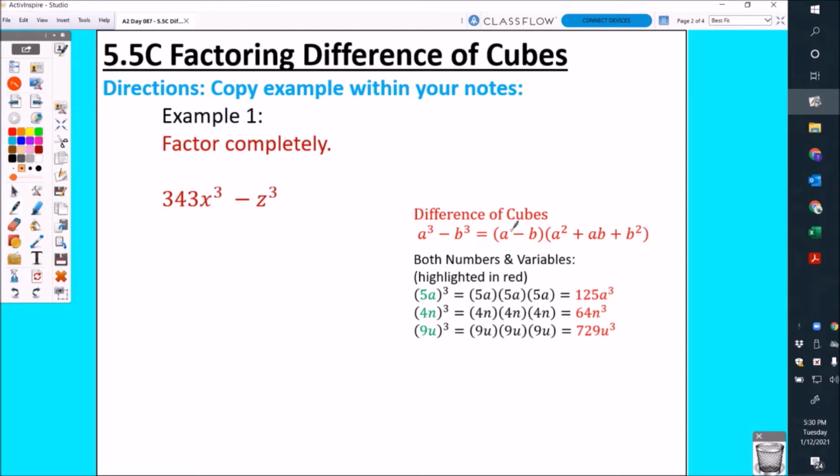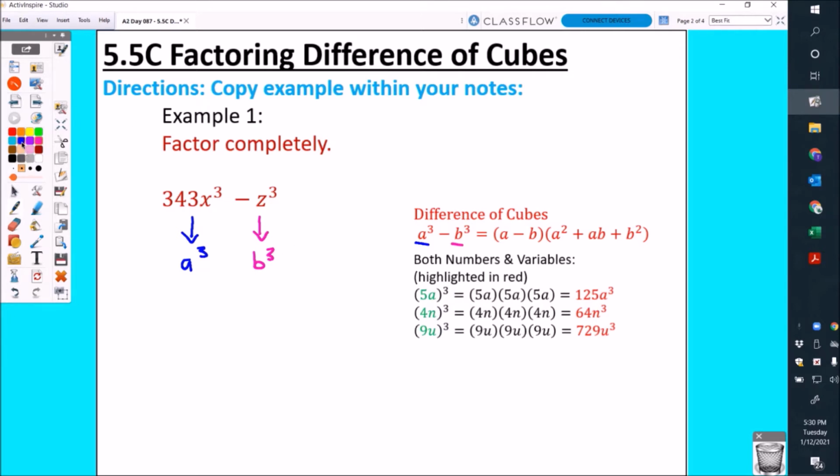So we're going to be following the rule that is listed on the right. We're going to find the a and b values. First, the first term, I'm going to say that this is going to be my a to the third value, which is the one I underlined in blue. And then this would be my b to the third value.